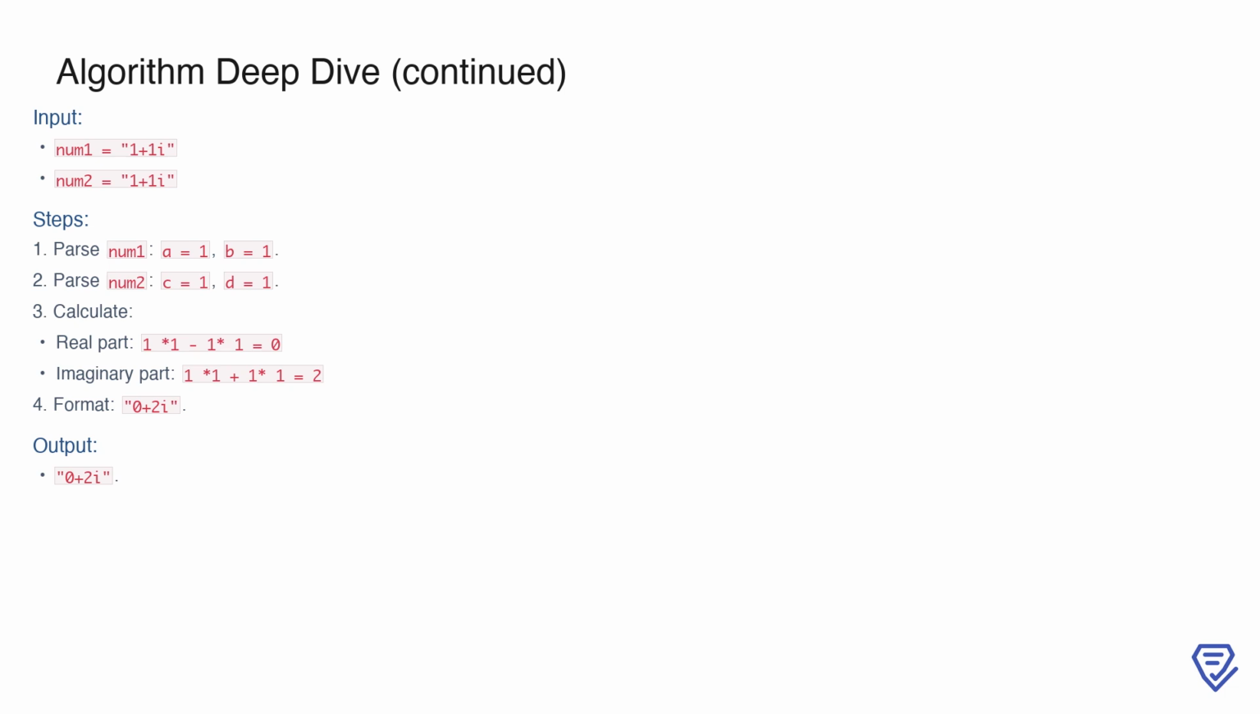Finally, we format these results into the string 0 plus 2i. Therefore, the output for this example is 0 plus 2i. This step-by-step process highlights how parsing, arithmetic, and formatting come together to produce the correct result efficiently and accurately.